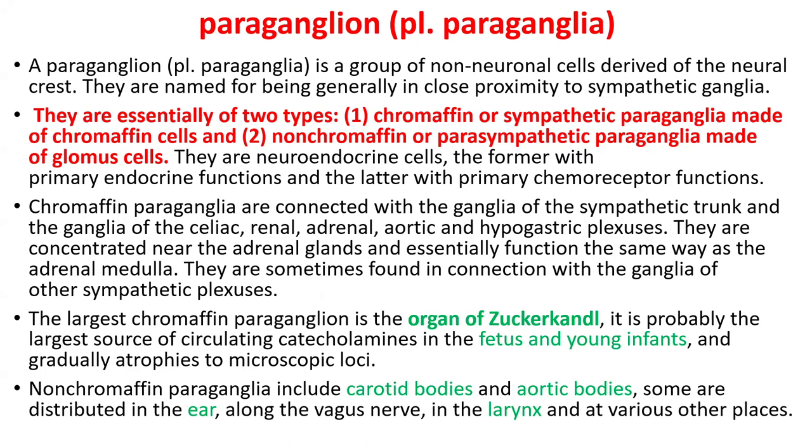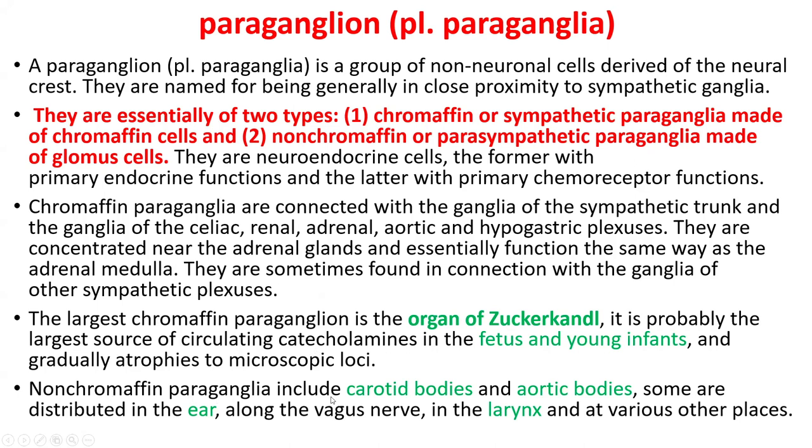And it's probably the largest source of the circulating catecholamine in the fetus and young infants. But with the growing of the child, gradually they become atrophied. And just a remnant of it, as a microscopical localized paraganglion, will be seen in elder people.